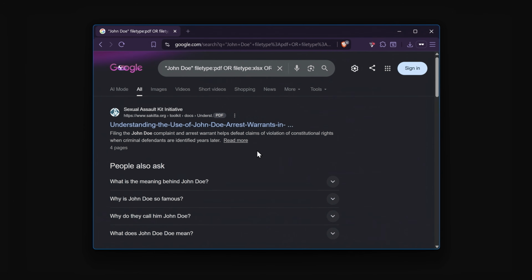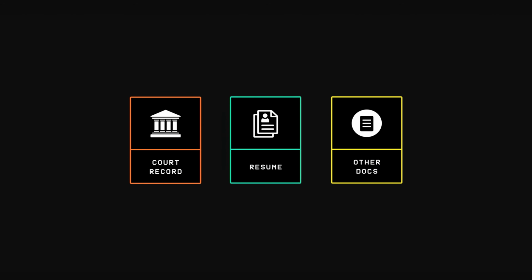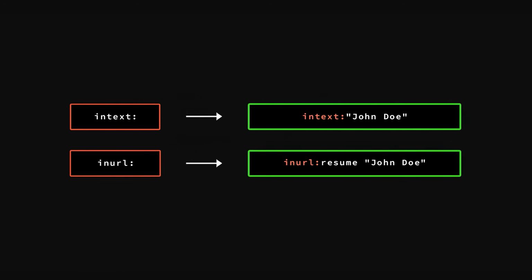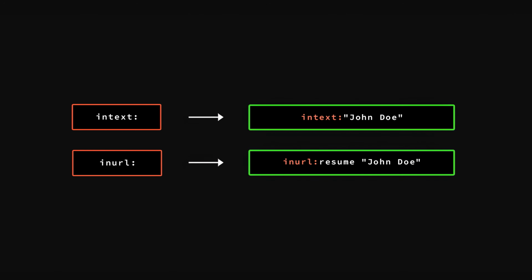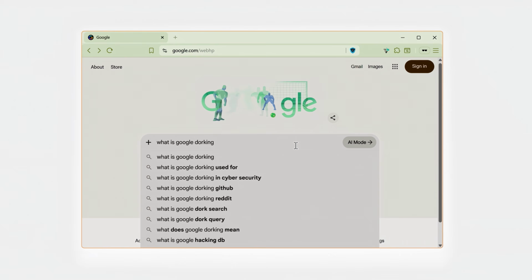This can be incredibly revealing, as Google might turn up things like court records, resumes, or other official documents that were never meant to be exposed. Apart from this, you can also use other search operators like in text or in URL to narrow down web pages containing a specific name or email address. And if you're interested in learning more, I'd highly recommend exploring Google Dorking on your own.